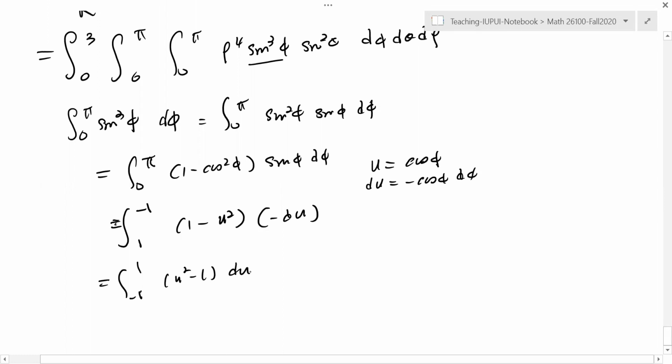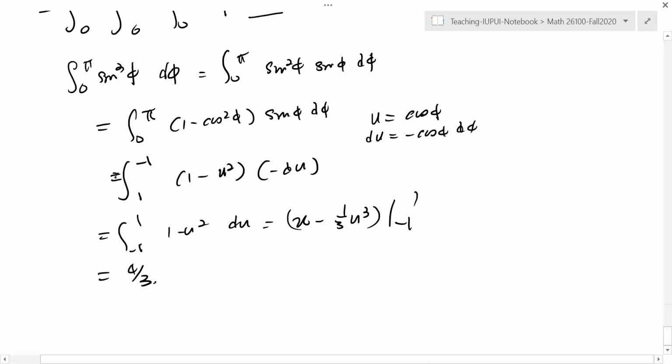No, actually it's still 1 minus u squared, because I changed it to get rid of a negative sign. So it's 1 minus u squared. So the antiderivative from negative 1 to positive 1 will be 4 over 3. Okay, I just write down that. It will be 4 over 3. So you finish that part.